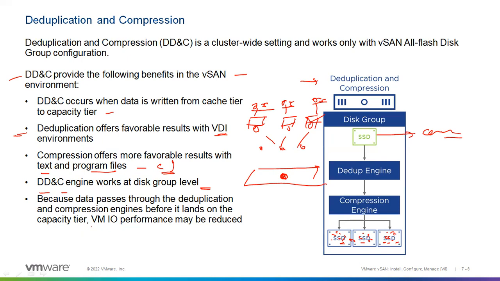Okay. VM IO performance may be reduced, not too much, but a minor impact will come to the VM IO performance, especially when we say a DB or Exchange server. So we wouldn't prefer to go for the dedupe and compression mechanism there. Where we are using a general purpose workload, such as VDI or a file share on an operating system, then we prefer to go with these features.